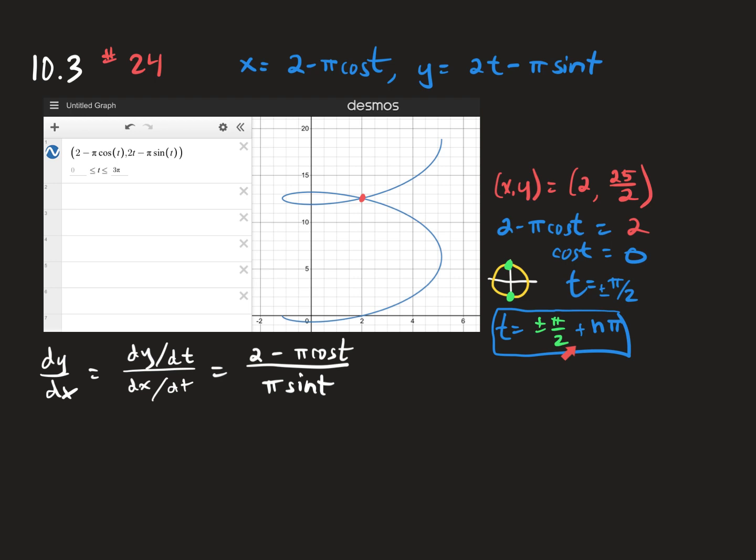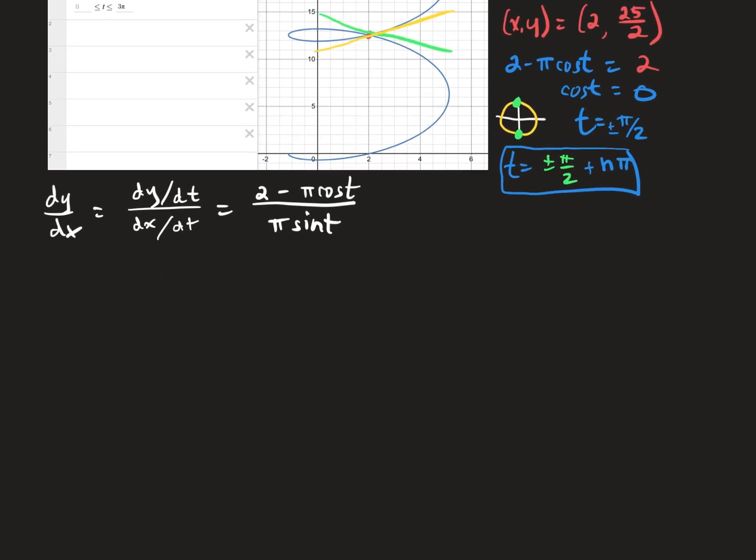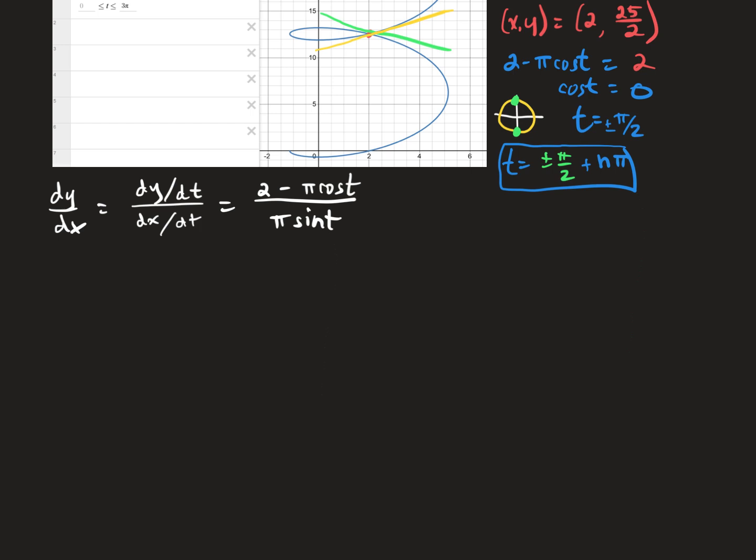But we want to know in 10.3, what are the equations of the tangent lines? So for each one of these points, for example, there's going to be one tangent line with a negative slope and another tangent line with a positive slope. And we want the equations of those lines. So let's use point slope form. I'm going to actually find them down here when theta is negative pi over 2 and pi over 2.